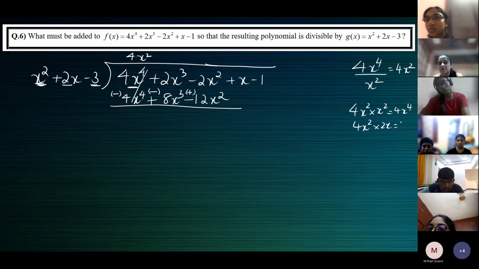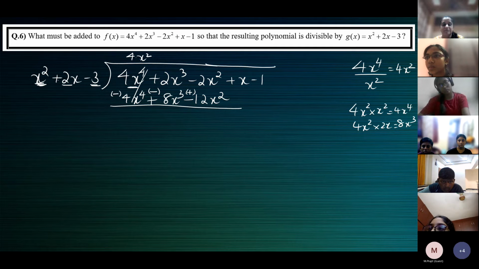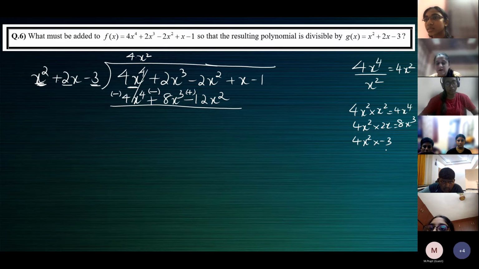8x cube. You can see the second term here, plus 8x cube. And 4x square into minus 3 is minus 12x square. Can you see it there?